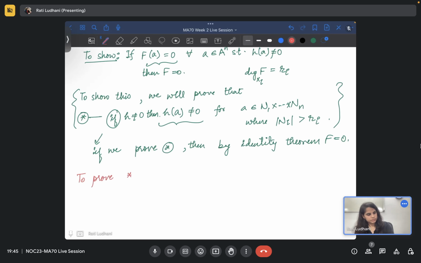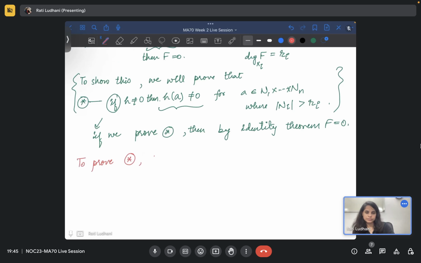Now to prove star, can we use the identity theorem again? No. I'm taking h prime, a constant polynomial, and f minus g as my new h. In that theorem, h prime is a constant polynomial. But the Ri's are not coming from h. The Ri's are coming from f.